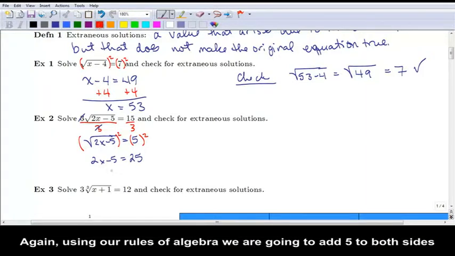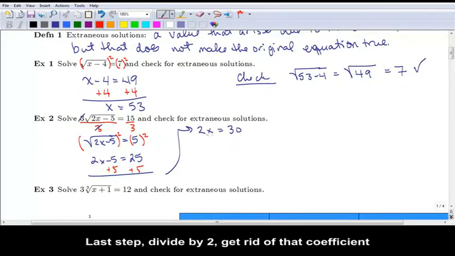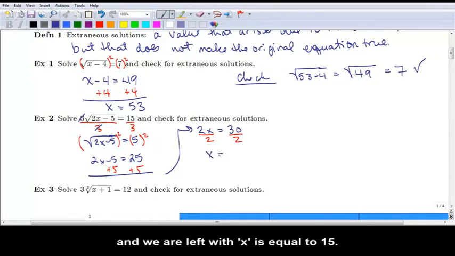Again, using our rules of algebra, we're going to add 5 to both sides. And we're left with 2x is equal to 30. Last step, divide by 2 to get rid of that coefficient. And we are left with x is equal to 15.